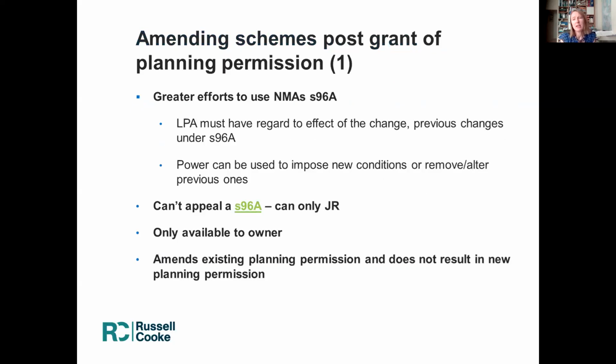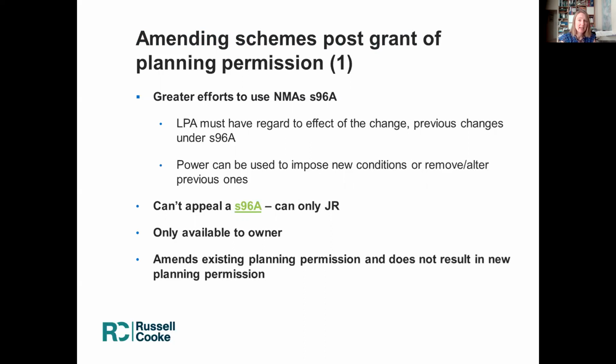So if you end up with a planning permission that you do need to make changes to, such that the description of development needs to be changed, Section 73 is no longer going to be an option open to you in light of the Finney case. First of all, you should consider trying to use Section 96A. Can what you're trying to do fit into being described as a non-material amendment? What is and isn't a non-material amendment isn't set out in statute. There's simply guidance about what it is in the context of a scheme. The local authority has to have regard to the effect of the change and any previous changes under 96A. A really important point to note is that the 96A power can be used to impose new conditions or remove or alter previous ones.